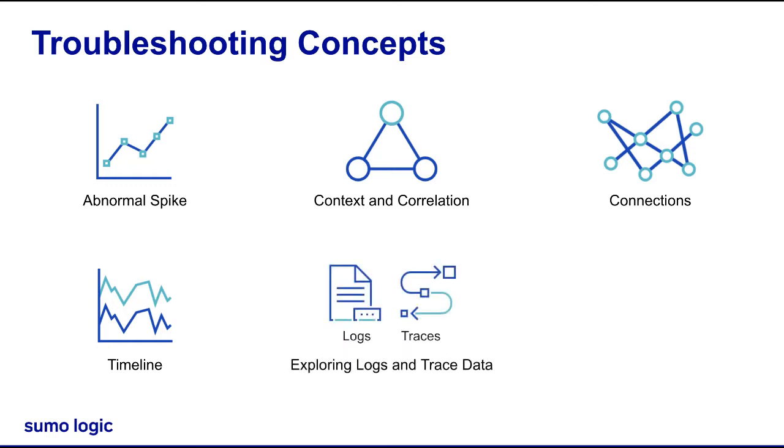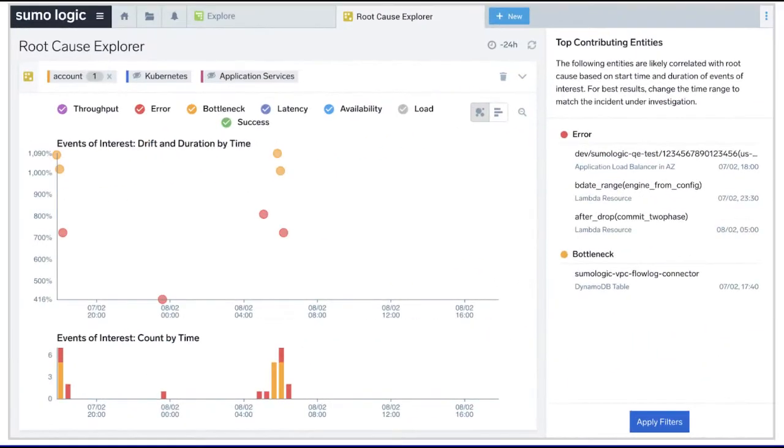Then, there's exploring logs and trace data. This can help connect the dots and pinpoint root causes, such as software regressions and configuration changes. Finally, organize your analysis with the golden signals of load, latency, bottleneck, and errors. In a nutshell, errors and latency are the signals that most affect users and are symptoms, while bottleneck and load are often the root cause. Root Cause Explorer classifies each metric as one of these golden signals to assist with troubleshooting.